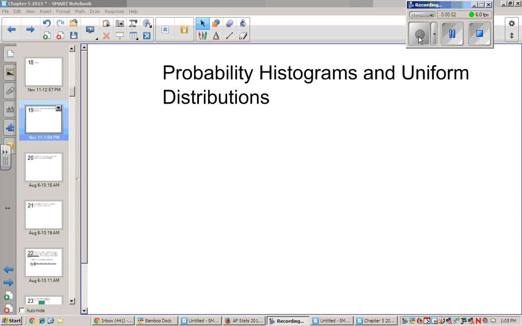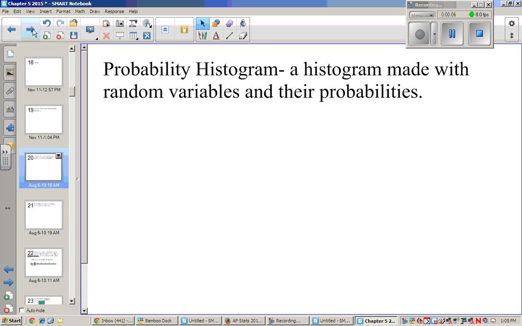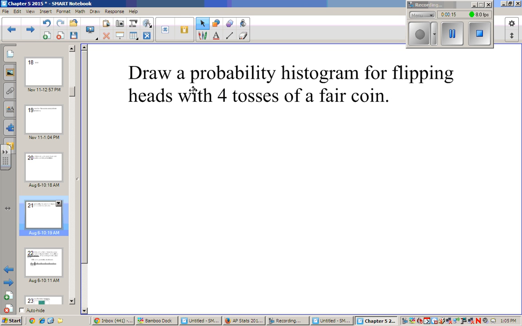Hello, today we're going to look at probability histograms and uniform distributions. Now, a probability histogram is just a histogram made with random variables and their probabilities. For instance, if I wanted to draw a probability histogram for flipping heads with four tosses of a coin, first we need to think about what are all my values.